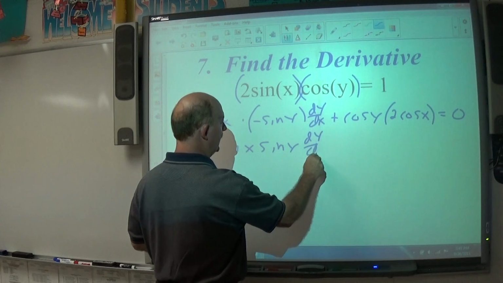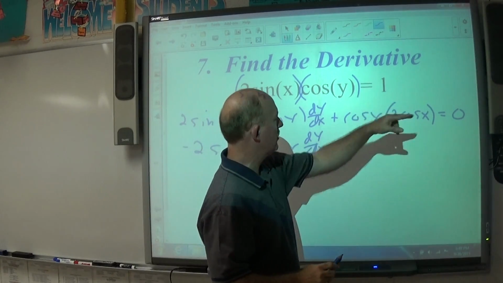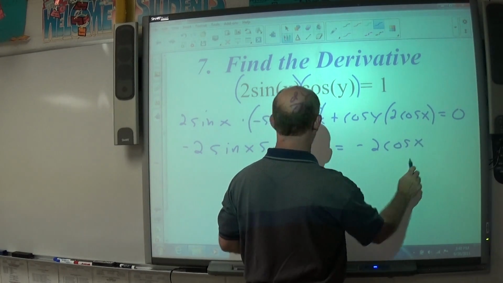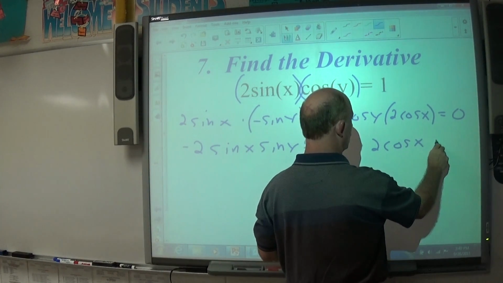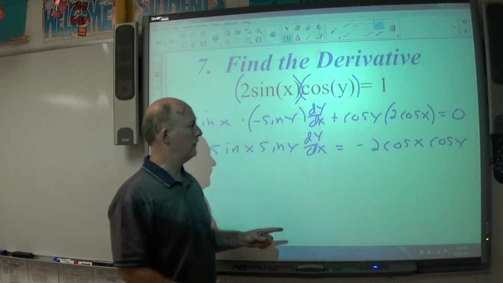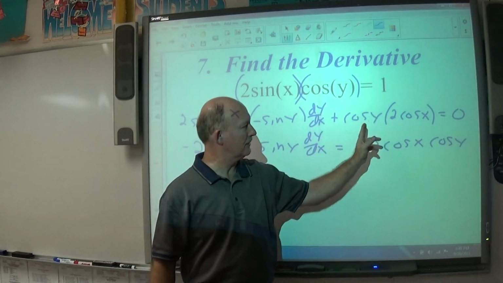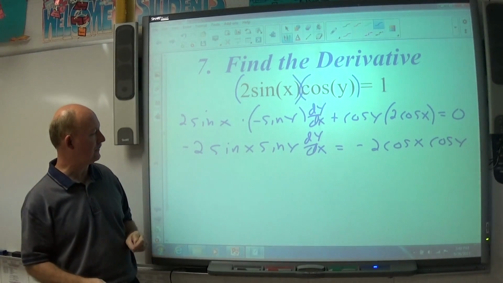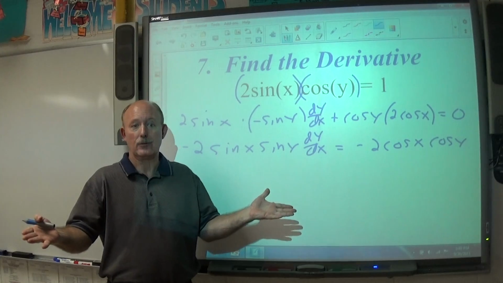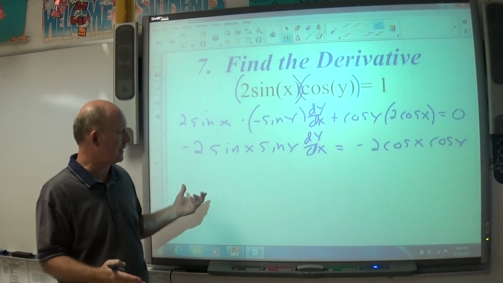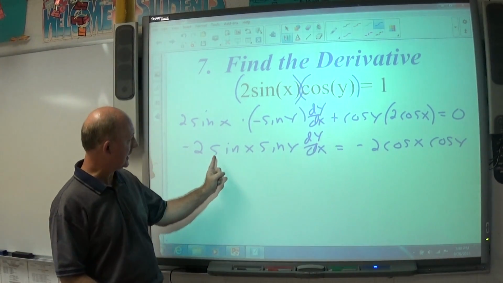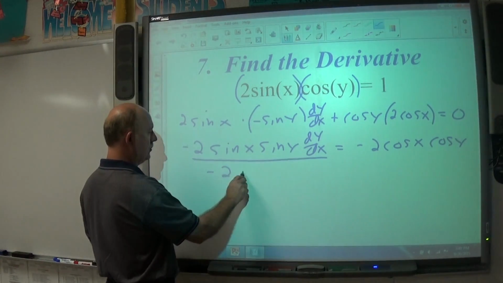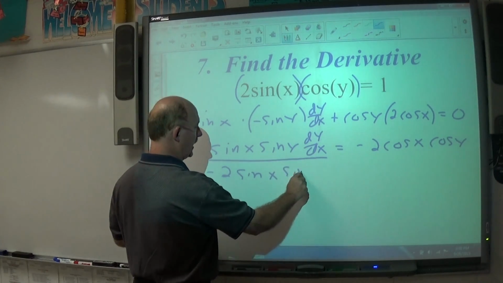Okay, dy over dx. Now let's move this term to the right-hand side. Now this is going to equal negative 2 cosine x sine y cosine y. All right, so we'll move this product to the right-hand side of our equal sign. That way we have the dy dx term on the left-hand side. Now we only have the one dy dx term, so all we have to do now is solve for dy dx. That means getting rid of the negative 2 sine x sine y being multiplied to it. So we've got to divide this side by negative 2 sine x sine y.